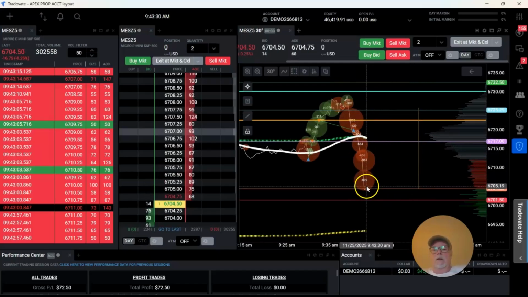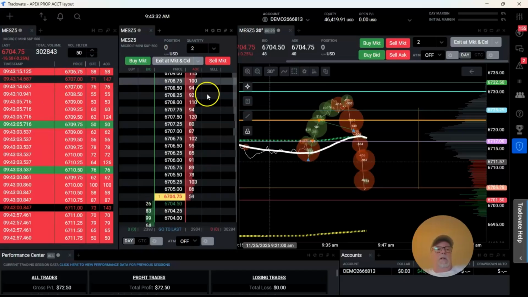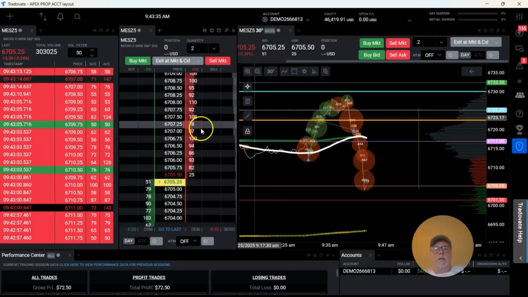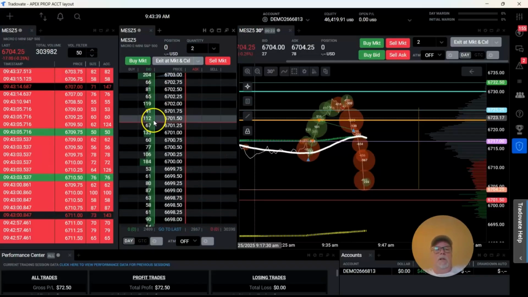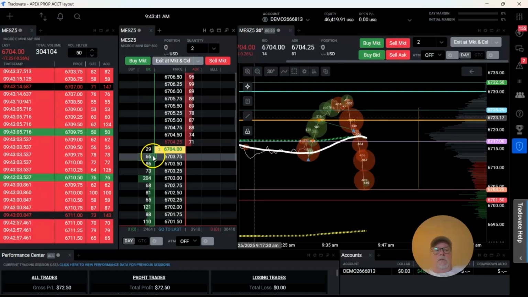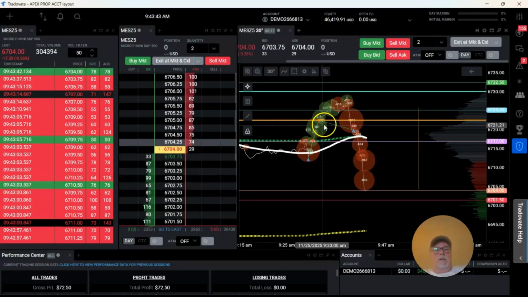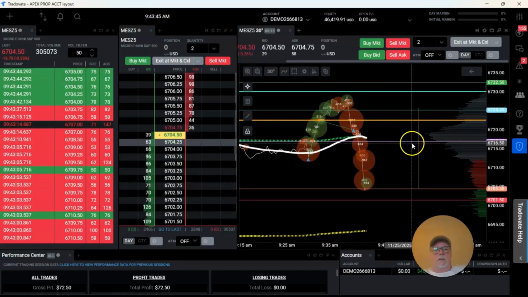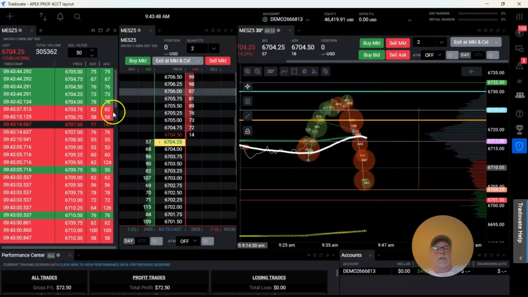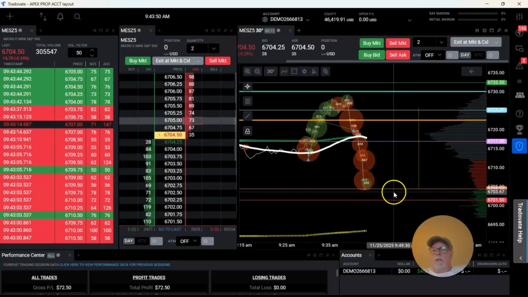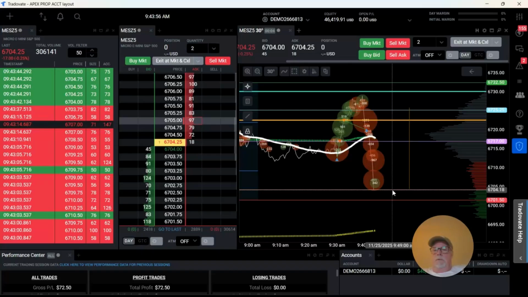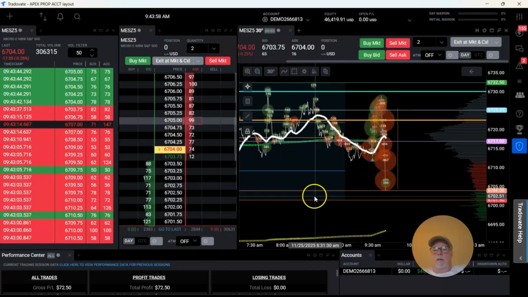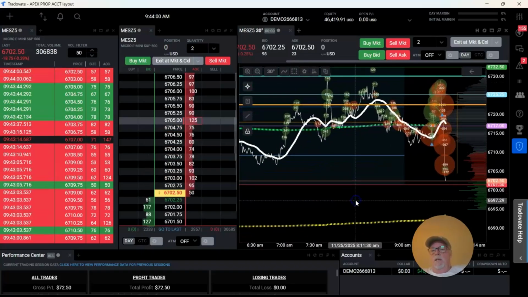Sellers are getting hot here, man. Look at that. We're stacked up behind here too. Just running over these guys here. They're really hitting the bid. And here comes the buyers. Should turn right here. Start back up. Didn't quite make it to the low of the day.